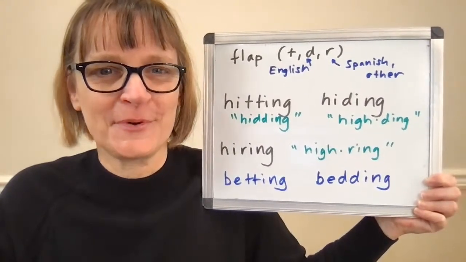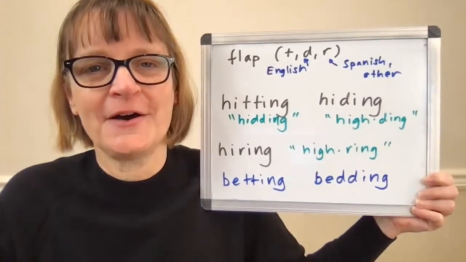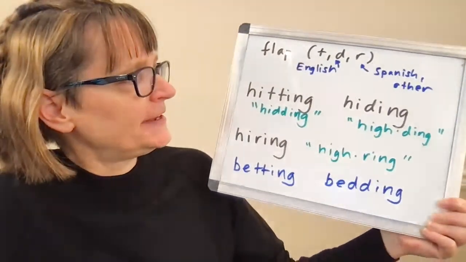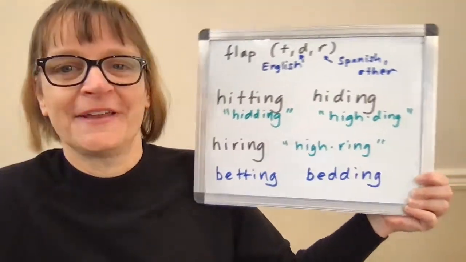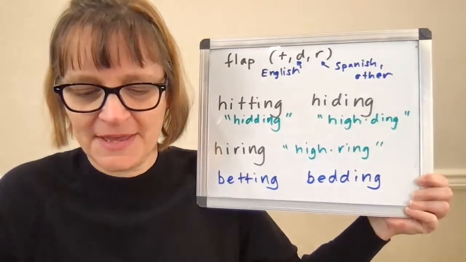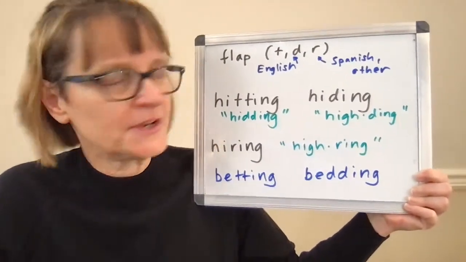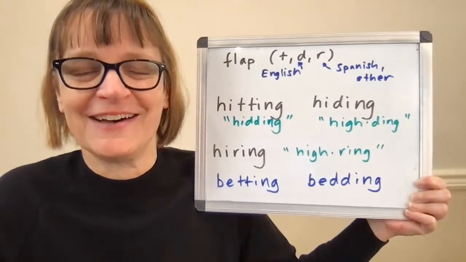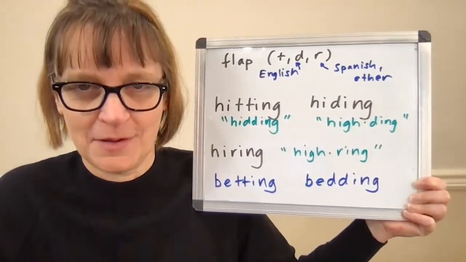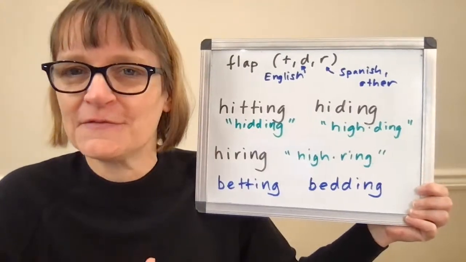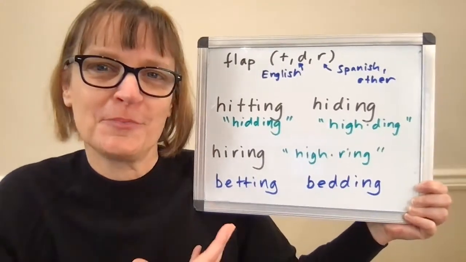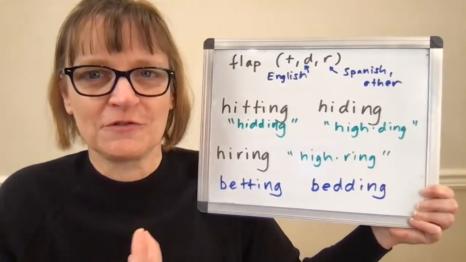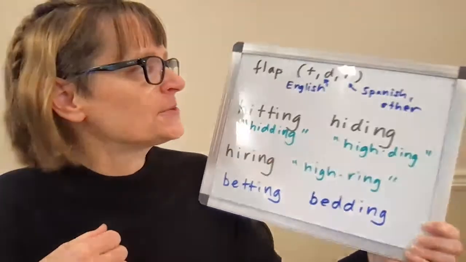I'm live today with a bonus video to talk to you about these words: hitting, hiding, hiring, betting, and betting. And I want to talk about the flap T sound, or just the flap sound, and how it appears in these words, and just give you some information and background to help you both with these words and just one of the general patterns we have in American English.